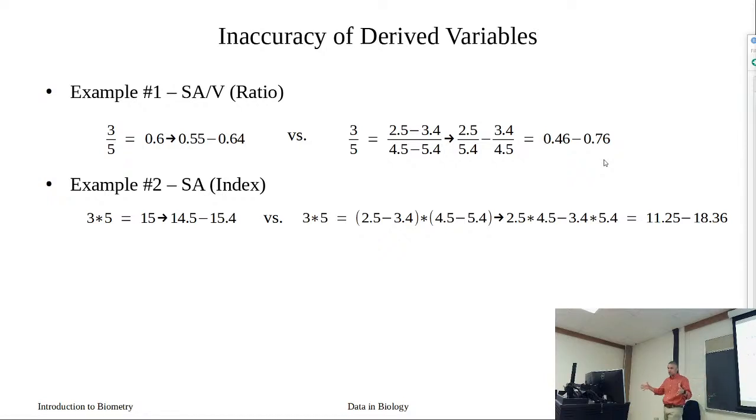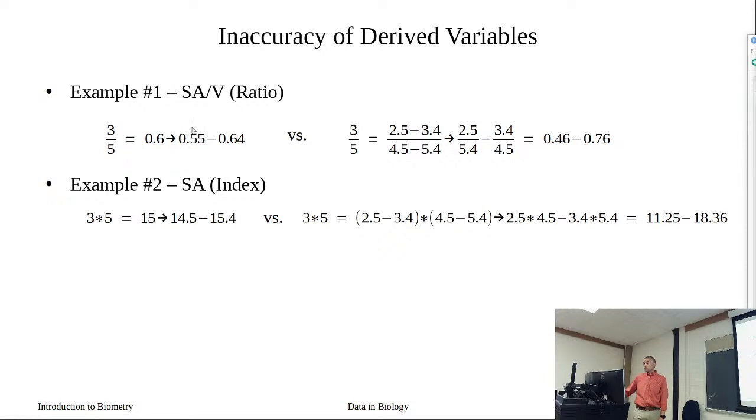Notice how much larger it became. This is a width of like 0.1 unit. This is like 0.3. Is that right? Yes, 0.3. That's pretty big, right? So that's when we say it's relatively inaccurate.